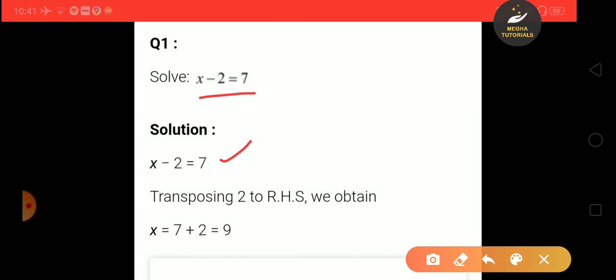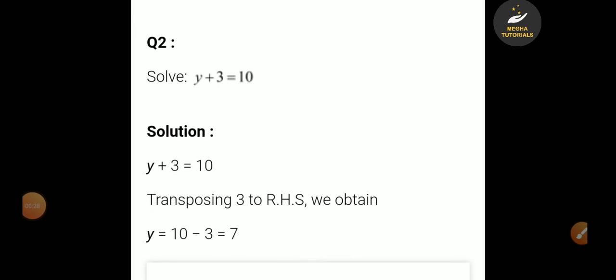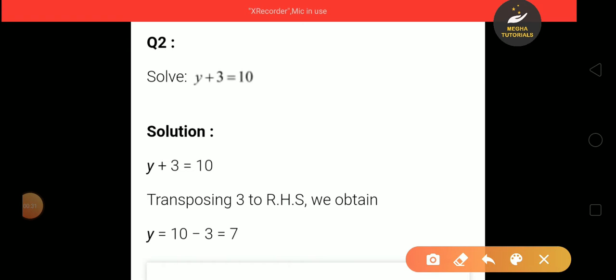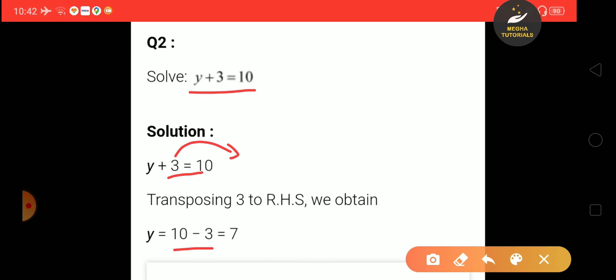Write the first step as x minus 2 is equal to 7. Then we can transpose minus 2 on this side. So we will get x is equal to 7 plus 2. Therefore x is equal to 9 is your final answer. Question 2, the equation is y plus 3 is equal to 10. So we can transpose 3 on this side. So we'll get y is equal to 10 minus 3, that is 7. So y is equal to 7.